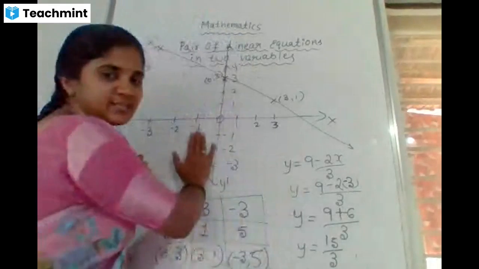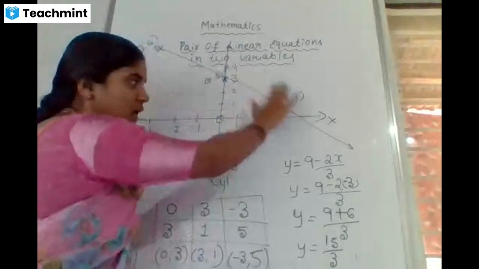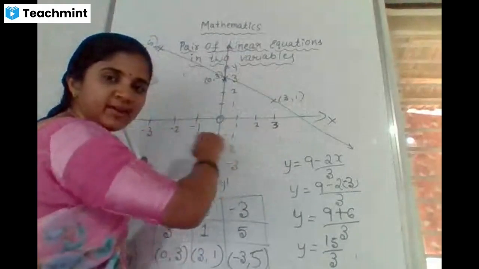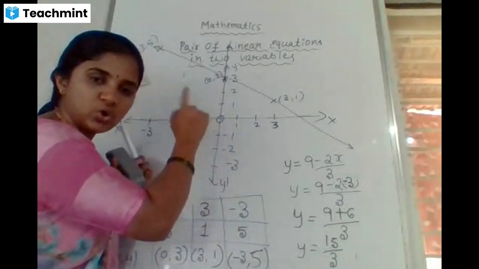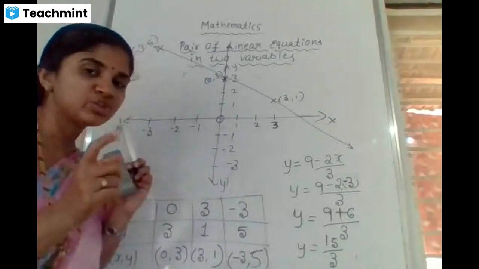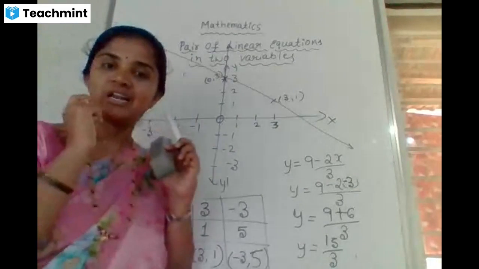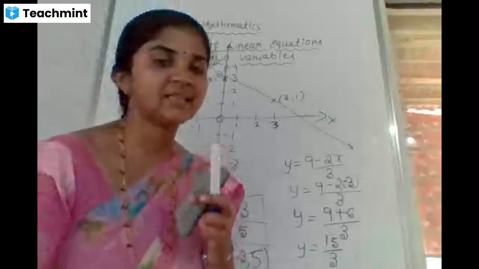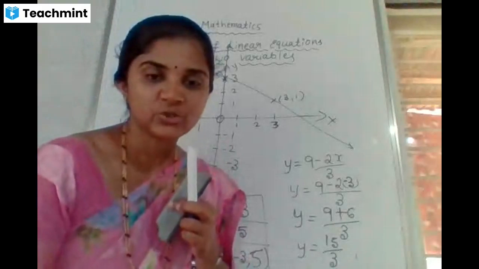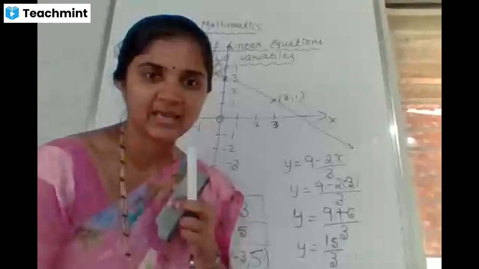First you have to finish this problem. Only Romila's situation is plotted on the graph sheet. You have to locate Sonali's situation also on the graph paper, and check what type of lines you are getting. Then one more example problem is there, that also you have to complete. So I'll share my screen.